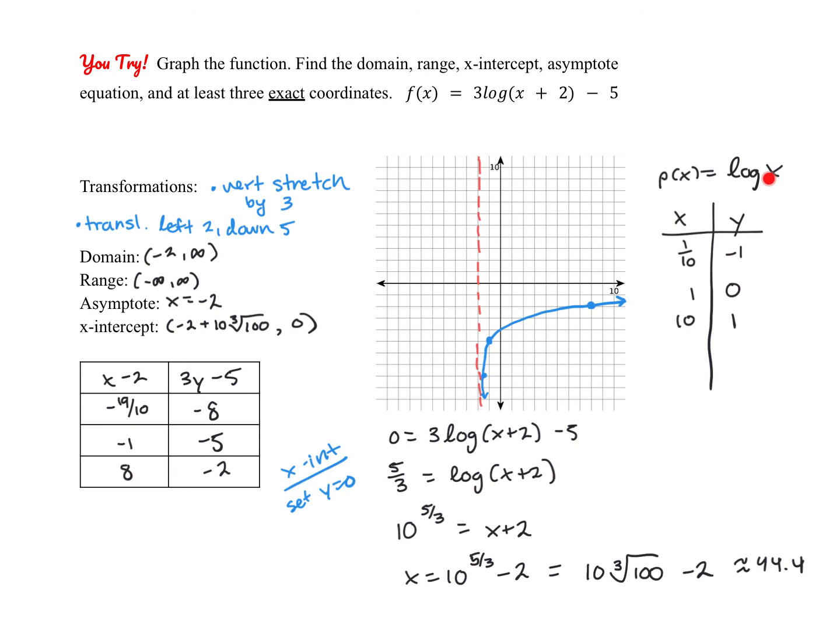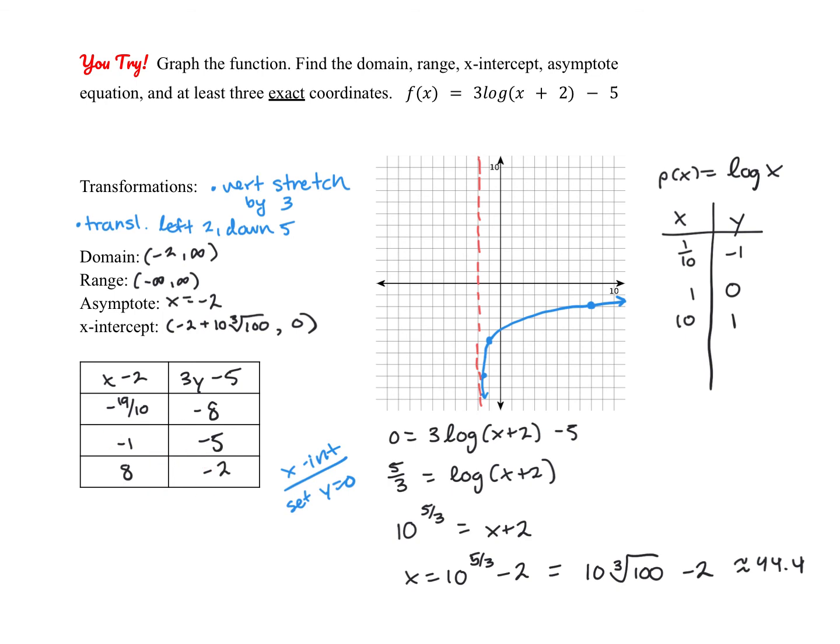Since it's a common log, I picked the x values 1/10, 1, and 10. I didn't pick the x value 100 just because it seemed like it'd go way off our graph, but you could and just rescale your graph. And then you can see that there's a vertical stretch by a factor of 3, and then it shifts left 2, down 5. So there's only one horizontal shift to the left 2, which also shifts your asymptote. And then we multiply our y values by 3, then subtract 5, giving us these 3 exact coordinates.